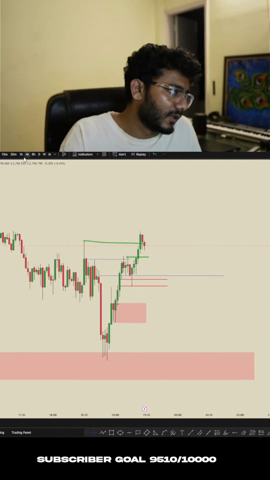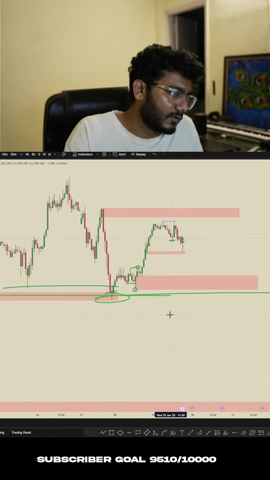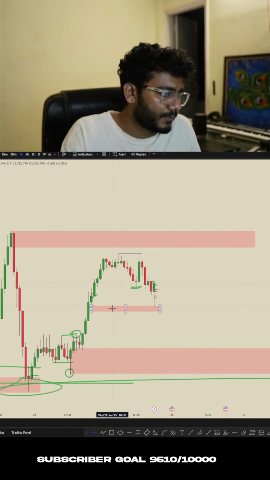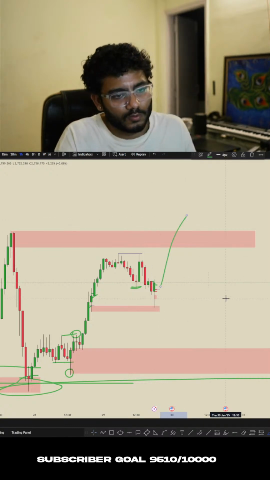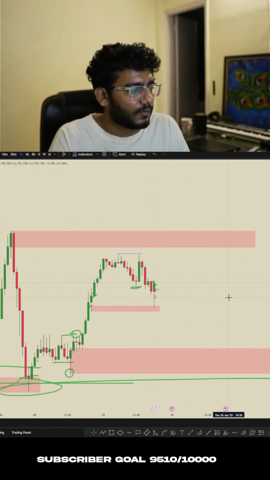Use candlesticks like on higher time frame. Use candlesticks. For example, here we can see now this candle is close to the upside. Probably we can expect a bullish move to the upside. So that's very simple, right?